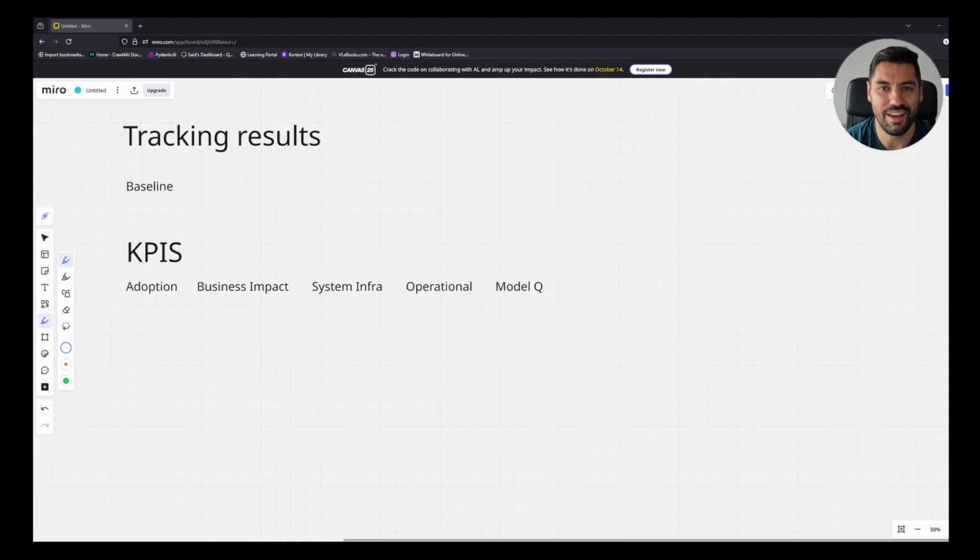This is part 3 in our series on basics of AI strategy, and I want to talk about tracking results. First, we've talked about the vision in chapter number 1, how we align the corporate strategy, what the business wants to do, with what the users want and the pain points. How do we align those?